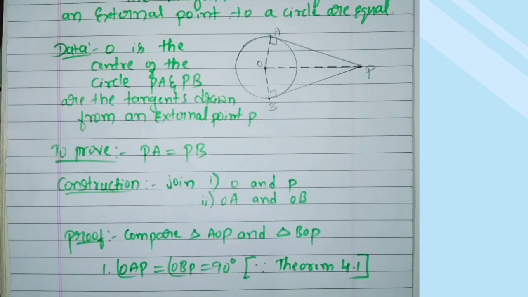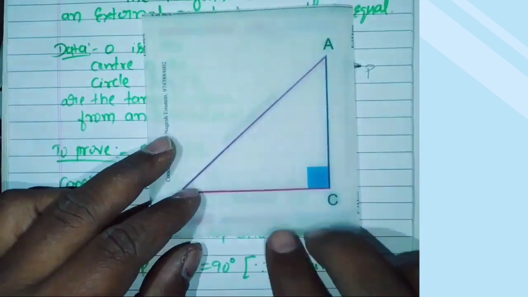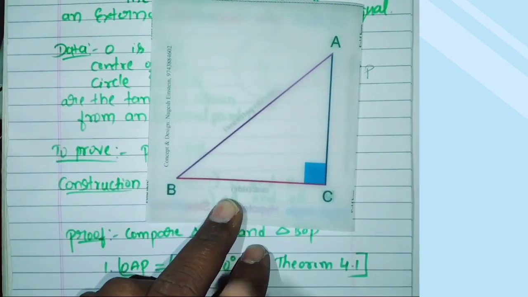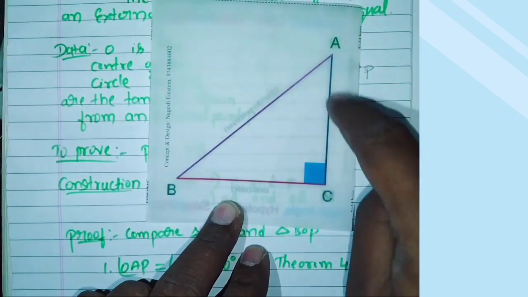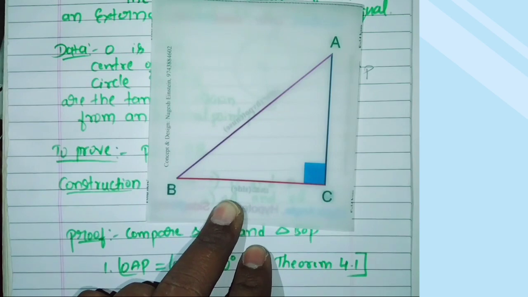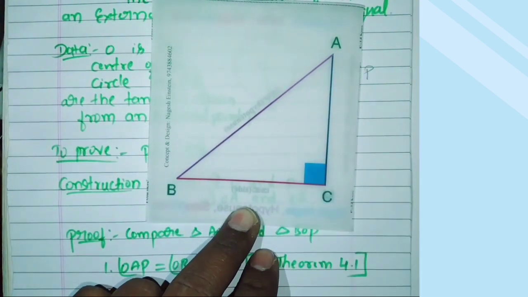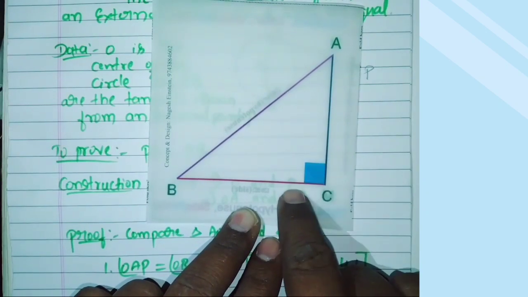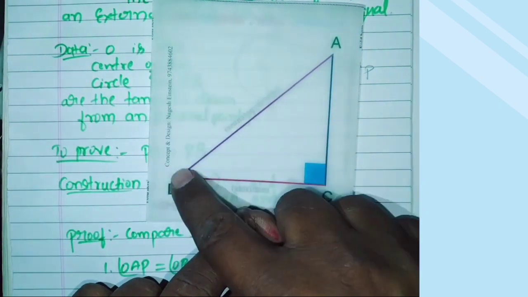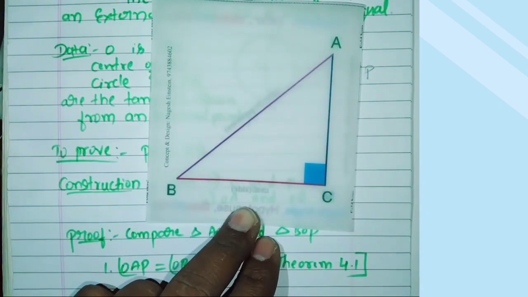So my dear students, for this you have to understand the triangle. A right angle triangle means, look here, this ABC is called a right angle triangle. Angle C, at least one angle must be 90 degrees. So this is called a right angle. Opposite to this, side AB is called the hypotenuse.